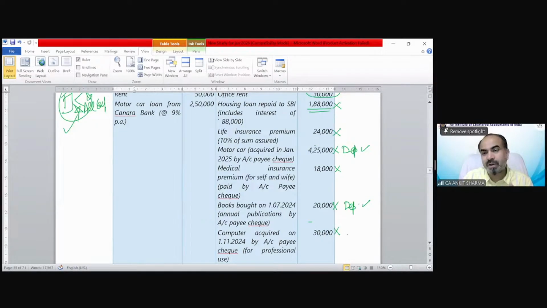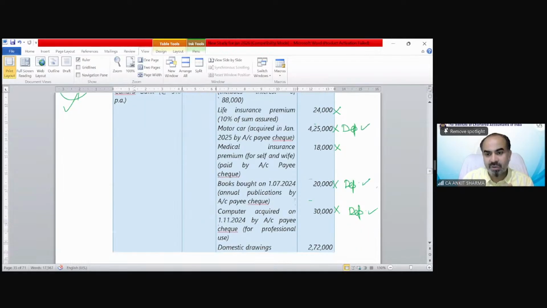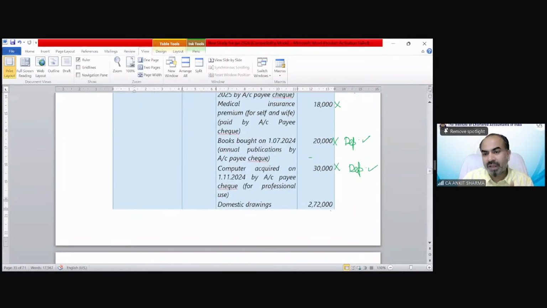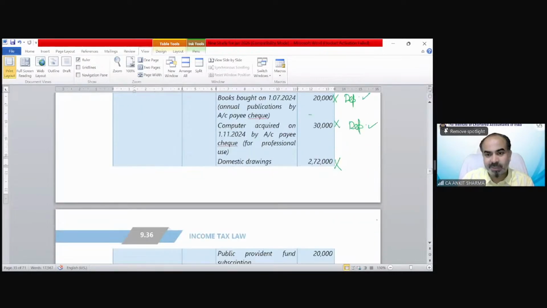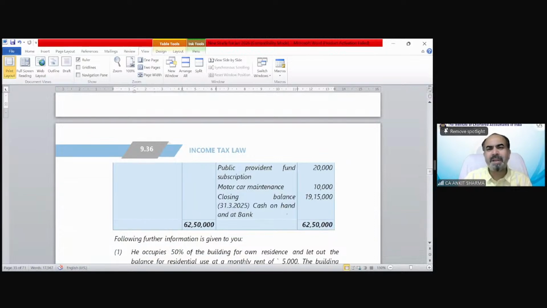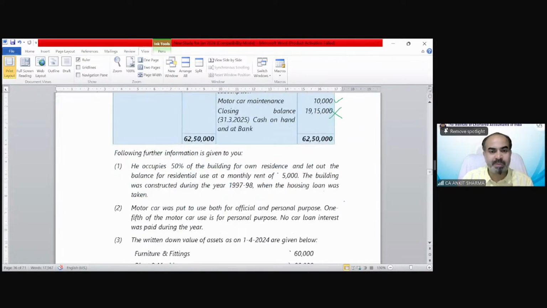The same in the case of the computer. We will take the depreciation. We will not consider the computer value in this. Domestic drawings, of course, are not part of my business expenditure. Public Provident Fund subscription, not part of my business expenditure, deduction under 80C. Motor car maintenance, yes, that could be part of my business expenditure. Closing balance does not have any impact on my business expenditure.